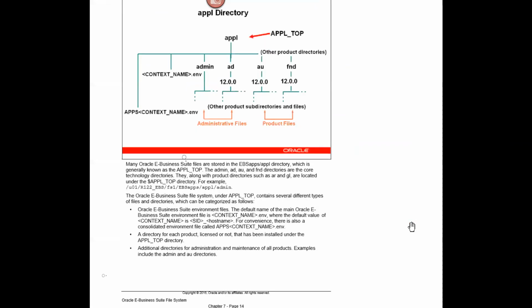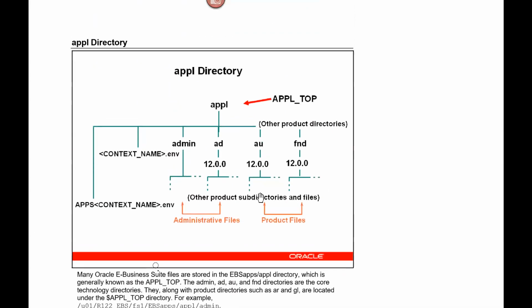Now he's talking about all the tops. When you go to the APPL folder, you can find all the tops like the admin folder, AD top. AD means Apps DBA. AU means Application Utilities. FND means AOL, Application Object Library; that is the only one which has a different name. So these are all the product tops, and it continues. There are so many products.